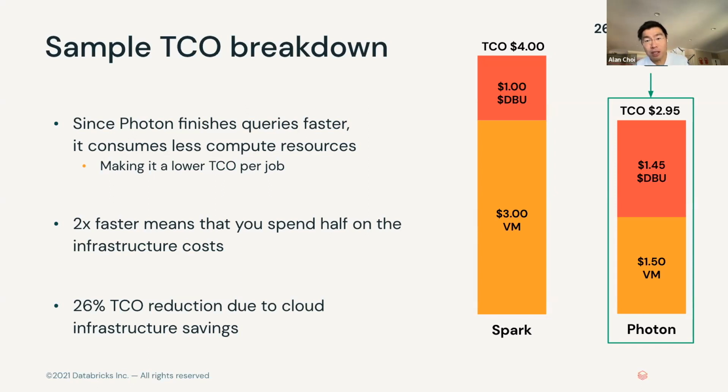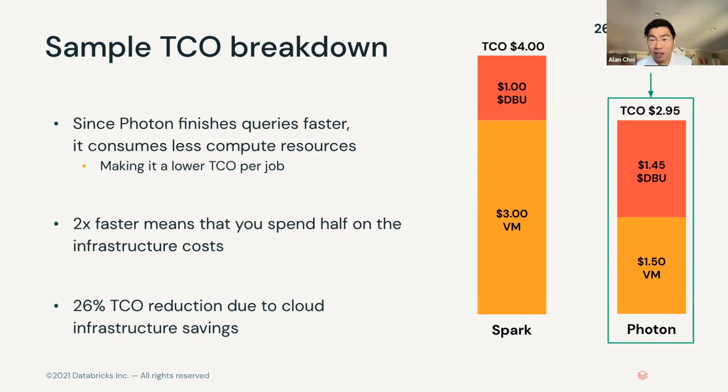So what you're going to pay is $3 per hour. Half an hour, you pay roughly $1.5. So you can see that the total cost is like $3 to run it, even though the per unit sticker price of Photon is higher.